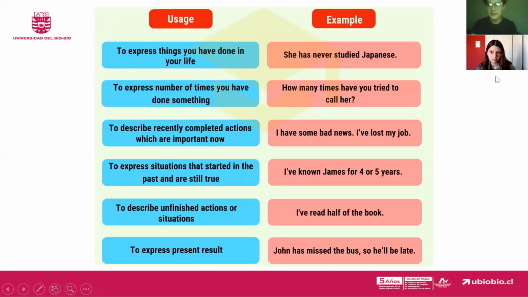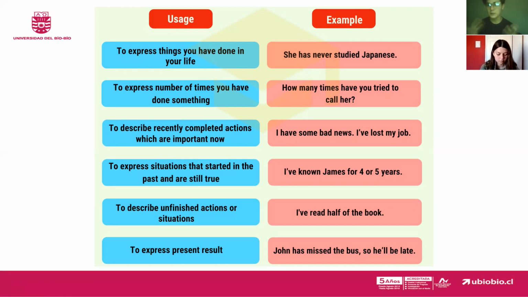And here are some examples of the usages. To express things that we have done, for example, she has never studied Japanese. In this case, it's a negative form, and it's something that in her life she hasn't done. To express a number of times you have done something, for example, how many times have you tried to call her? And you can say, I've tried to call her 4 times.